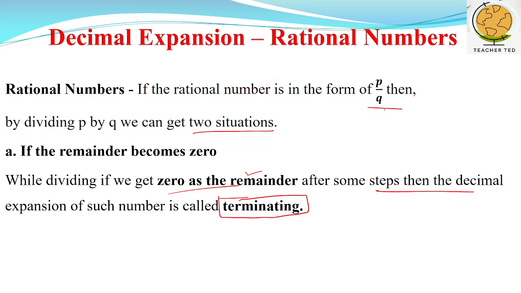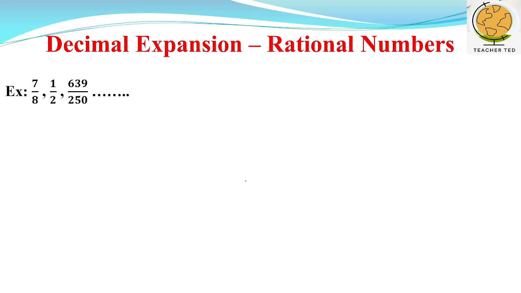Let us take some examples here. We have three examples here. I'm going to solve all these three and show you how the expansion becomes terminating. Let us take the first example, that is 7 by 8. That means you have to divide 7 by 8. Since 7 is lesser than 8, you need to add a point here. If you put a point here, you need to substitute 0 here.